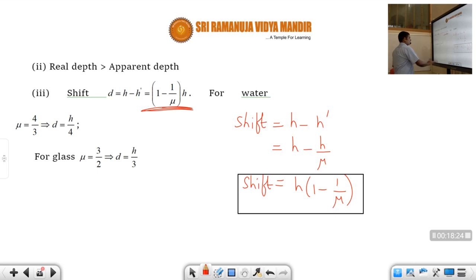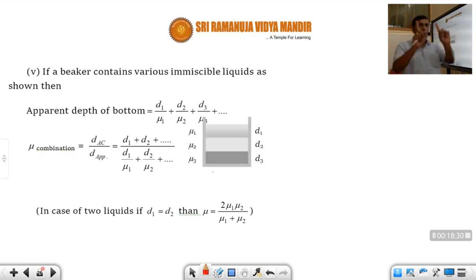Suppose there are many liquids, students, not just one liquid. So if a beaker contains various immiscible liquids, immiscible means which cannot be mixed. Suppose if you place oil on water, will they mix, students? No. Suppose if you put milk in water, it will get mixed. Those liquids which cannot be mixed are called as immiscible liquids.